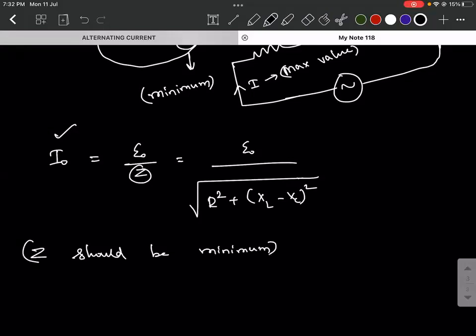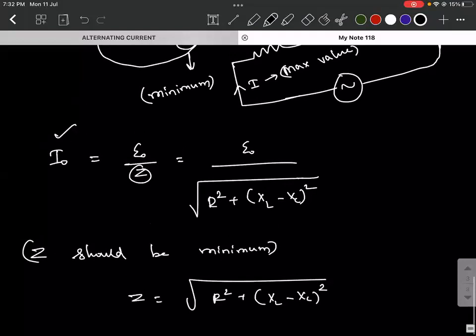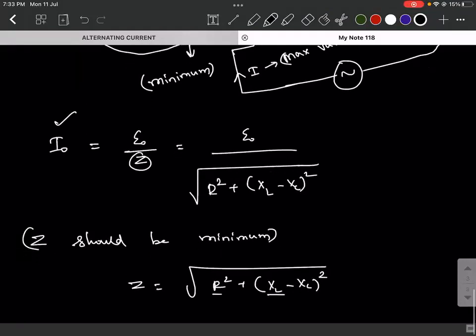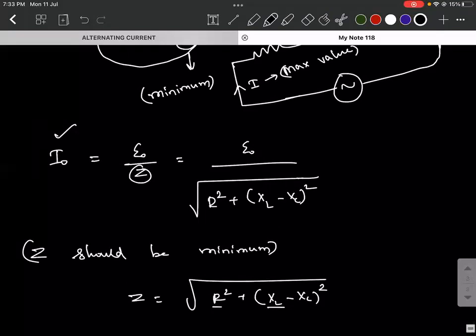I know that Z is equal to root of R square plus XL minus XC the whole square, which means it is the sum of two positive values. Can the sum of two positive values ever be zero? Obviously not. If A square plus B square is equal to zero, what is the value of A and B? It is possible only when A is equal to 0 and B is also equal to 0. That is the only condition possible. But in this case, if I write R as 0 and XL minus XC as 0, then there is no circuit at all in the first place.